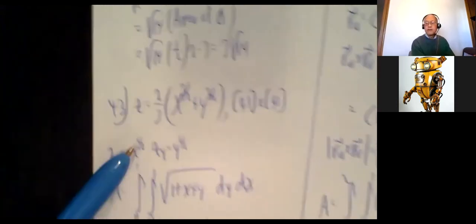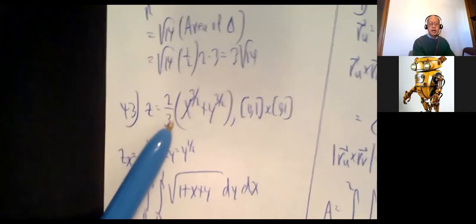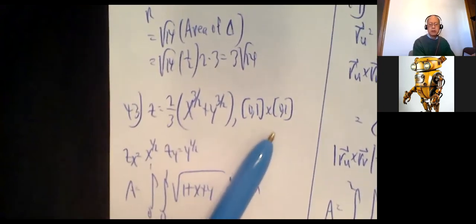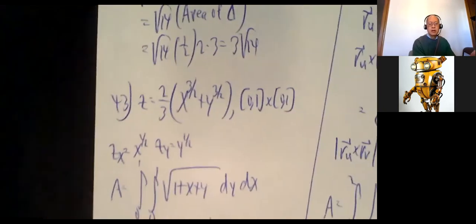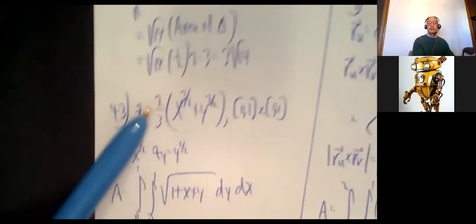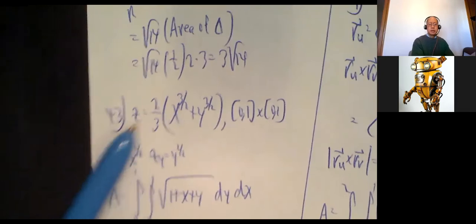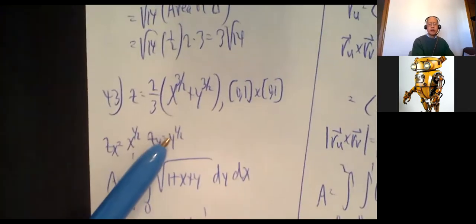Okay, 43: z is equal to 2/3 times (x^(3/2) + y^(3/2)), over the region [0,1] cross [0,1]. Okay, I'm not going to try to draw that, I don't have to. I need z sub x, which is x to the 1/2, and z sub y, which is y to the 1/2.